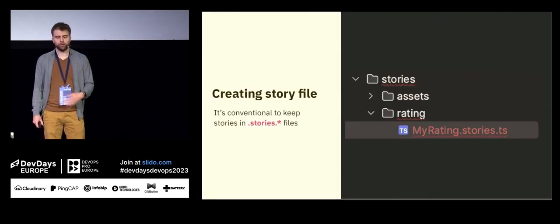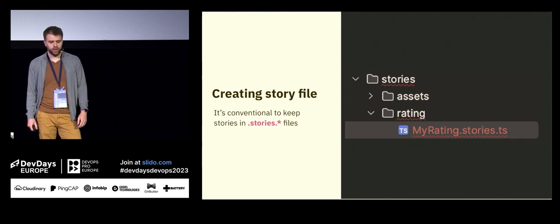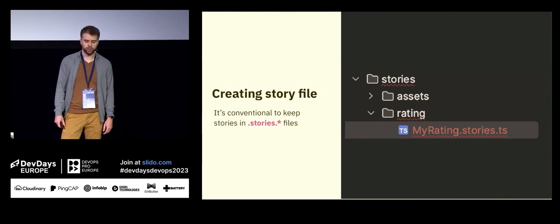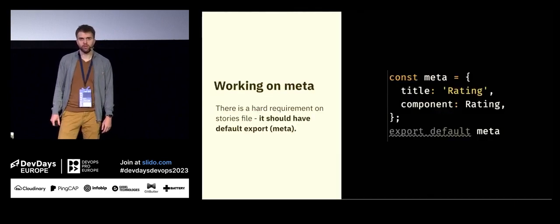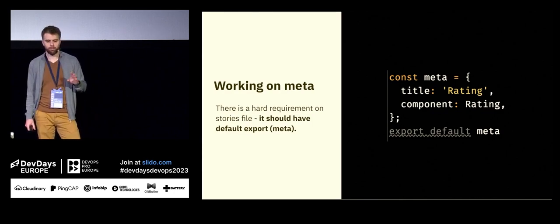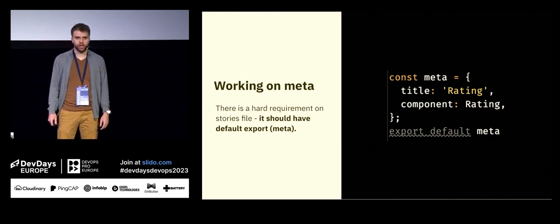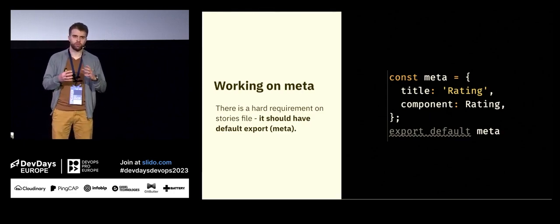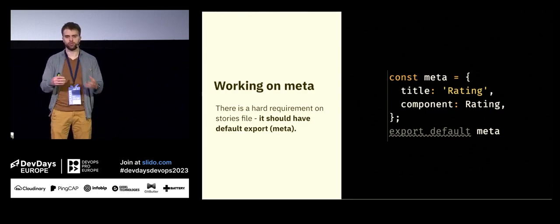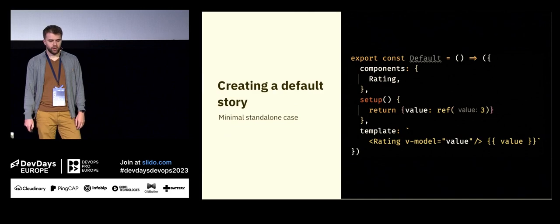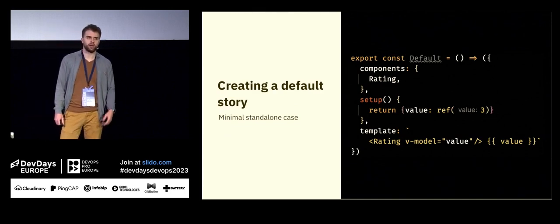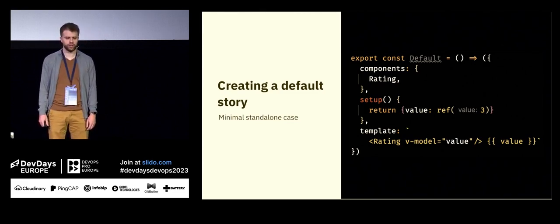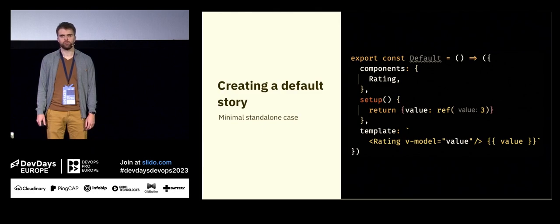And we have to add stories now because we have the component already. It's conventional to keep stories in a stories file, so we'll add one, and inside that file you have a requirement to have a meta or default export, and in that export you also have to define a component, and Storybook does a lot of magic with component declaration, so it has to know this information. After that, we also have to define at least one story, because it wouldn't work if we don't. So we will create a default story.